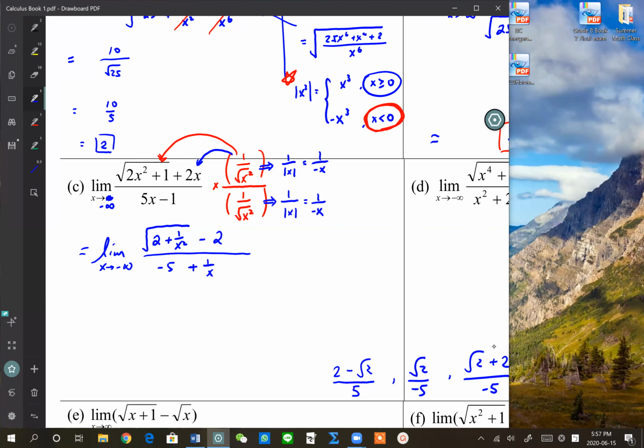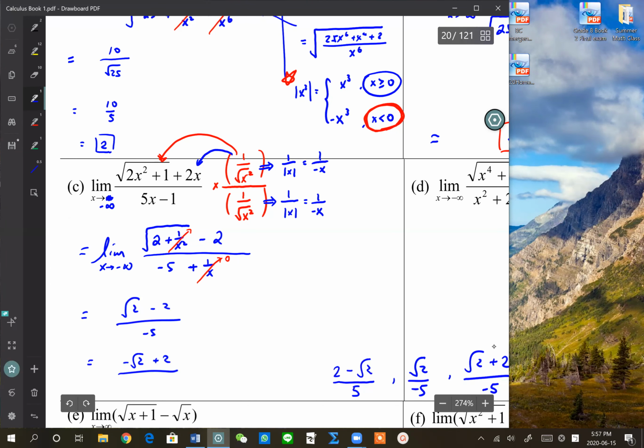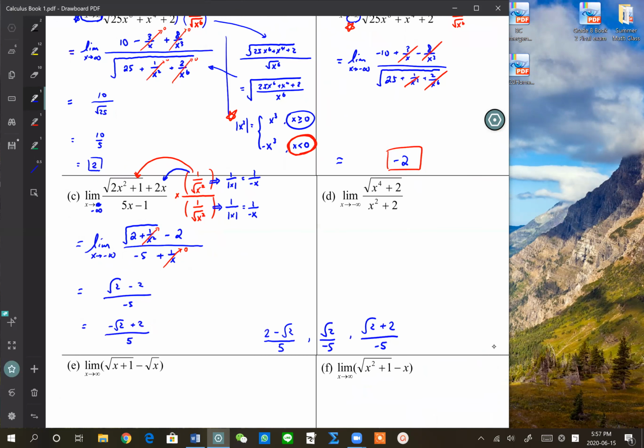Anyone wants to ask a question about how we get any of the parts? Okay, because after this it's like a breeze, right? Everything just goes to 0. This goes to 0, this goes to 0. So you're left with what, Leon? Root 2 minus 2 over negative 5. Yeah, over -5. And if you like, you can move the negative to the top, which will be negative root 2 plus 2 over 5, right? Either answer works.